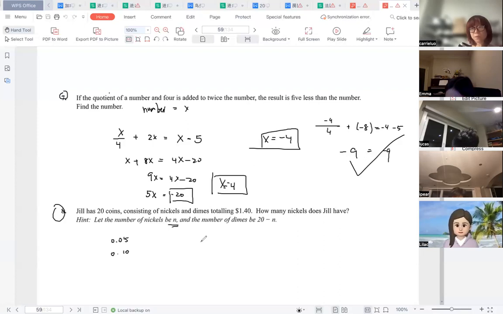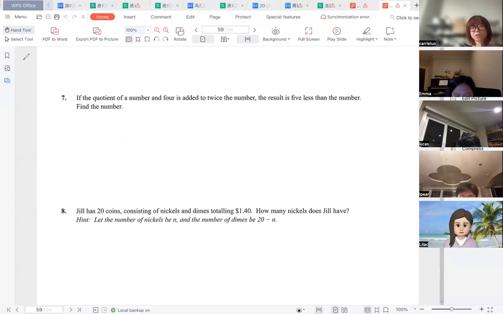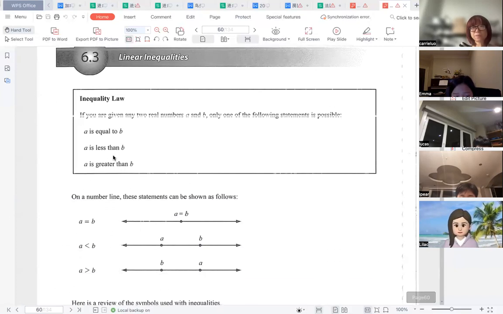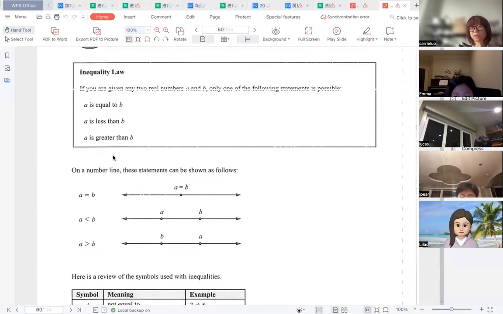Okay, so let's see. How many nickels does Joe have? Altogether, she has 20, right? So a nickel is n, dime is 20 minus n. So 20 minus n times 10, or you say 0.1, and plus 0.05 n, plus together should equals $1.40. Correct, everybody? Okay, so this one, we're not spending any more time doing that, because it's pretty easy. So let's take a look at inequality law.